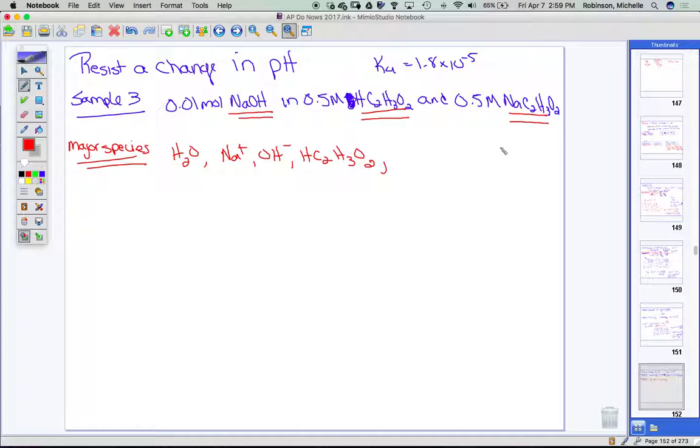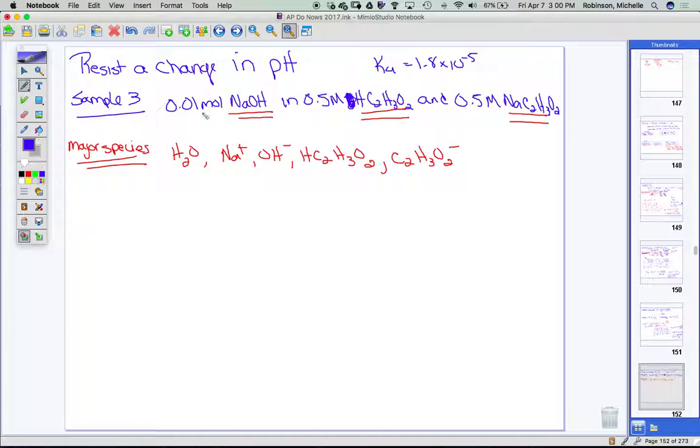Then we have this, NaC2H3O2. It's an ionic compound. It's not a strong acid or strong base. But because it's an ionic compound, what does it do? All right, so how does it mainly exist? So more Na pluses. I'm not going to list it since it's already listed. All right, so there's our players basically, right?